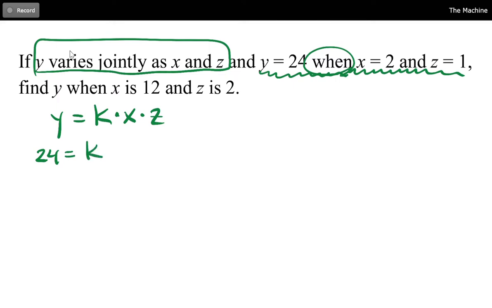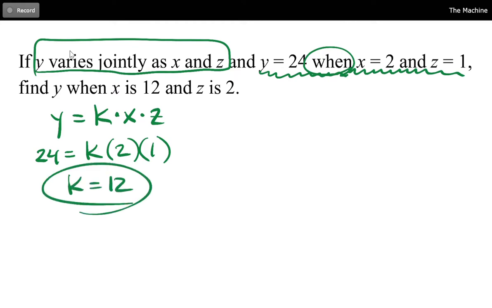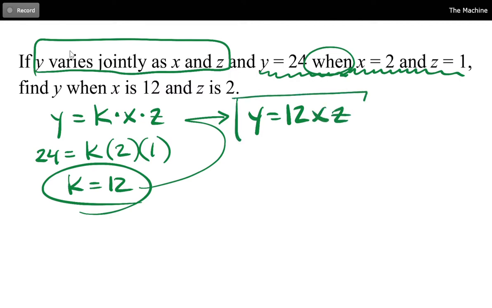I don't know what that is yet. Multiplied by the x value. What was the x value? 2. And z was 1. All right, so now solve this for k. Hopefully you can quickly see that k is equal to 12. Isn't that nice? Now I can come up here and write my specific equation. Y is equal to 12 times x times z. And that's now my equation that will give me anything else that I want.